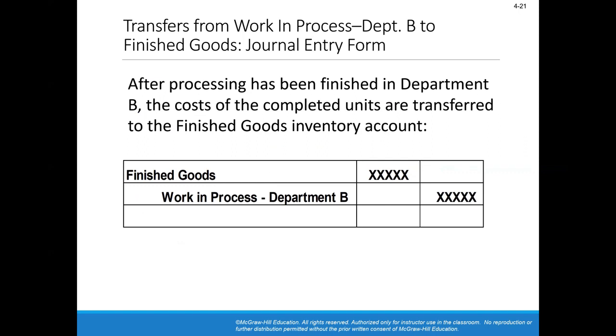All right, so here's my journal entry. Finished goods, getting the debit, and then work in process. We're decreasing that account because we're pulling them out. They're finished. So we're going to put a credit in Department B.